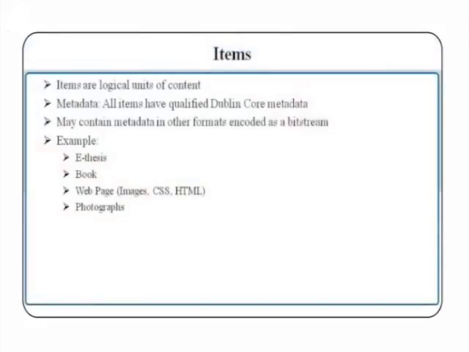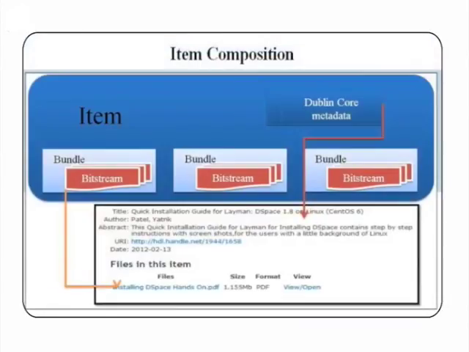Items are logical units of content which consist of Dublin Core based metadata as well as other metadata which has been encoded as bitstream. The item can be an electronic thesis, an ebook, photographs, a complete web page which can include images and style sheets associated with the HTML page. Each item can contain one or multiple files along with metadata. In short, an item is composed of Dublin Core metadata and bundles of bit streams as shown in the example.